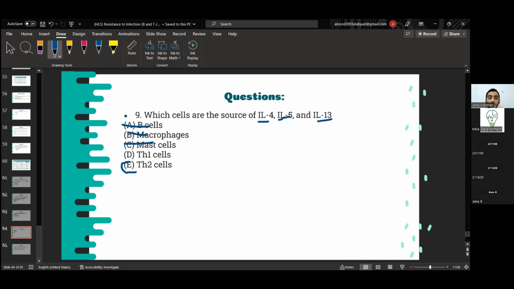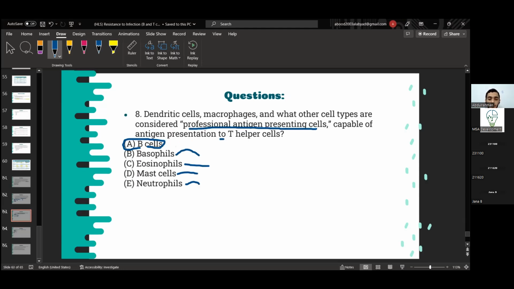So it's either going to be T helper 1 and T helper 2. Okay, I want to ask you a follow-up question here. They present their antigen, these cells, on MHC class 1 or class 2? The professional antigen presenting cells. Class 2. Yes, you're right.